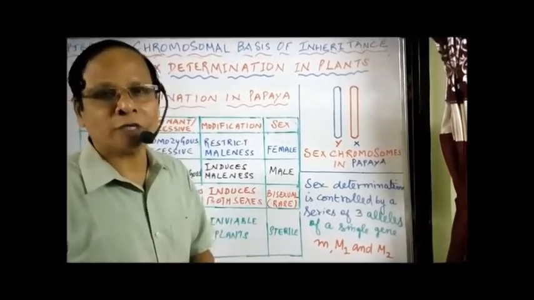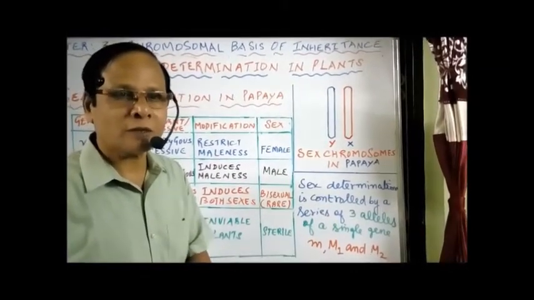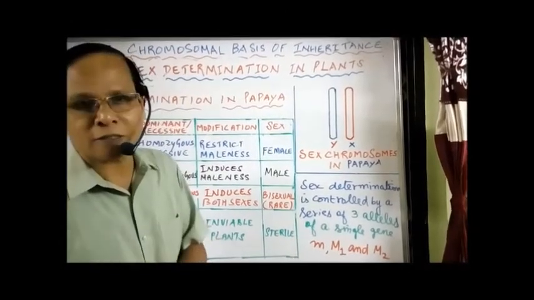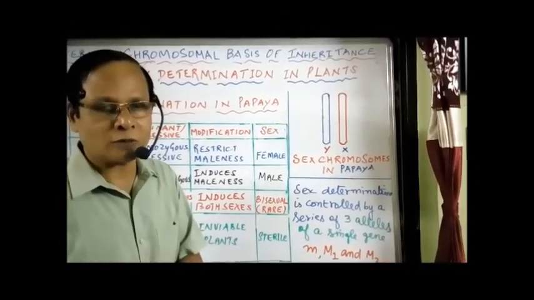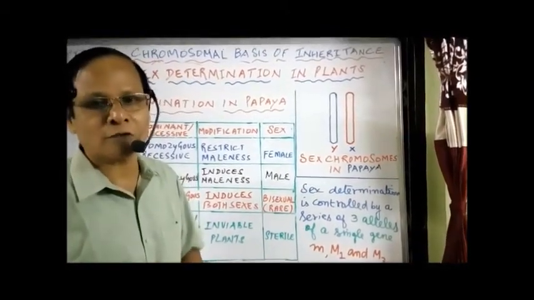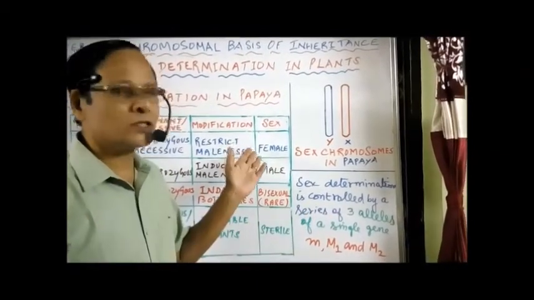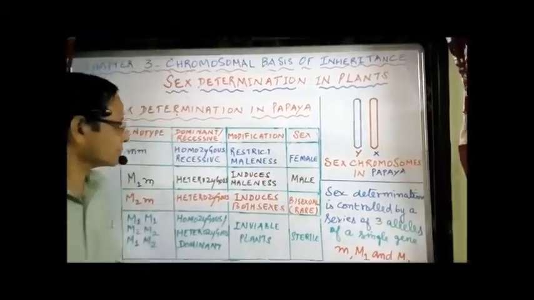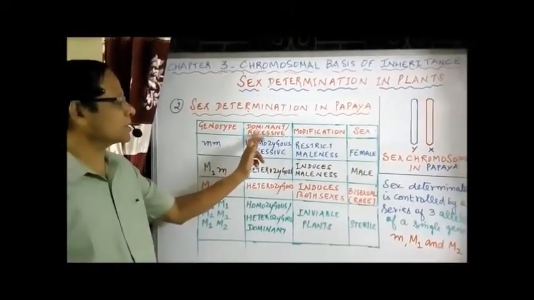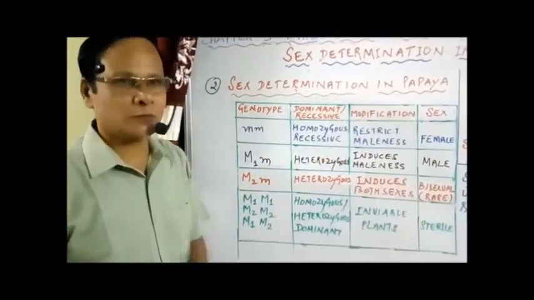We have different combinations, and such combinations can produce either male or female, or in the case of sterile plants we can see that too. In some cases we can also get bisexual plants. So different combinations of these 3 alleles produce either male plants, female plants, bisexual or sterile plants. Now let's see the combinations in the tabular column. I am taking the genotype, either dominant or recessive, the modification, that is the expression, and then the nature of the sex produced.